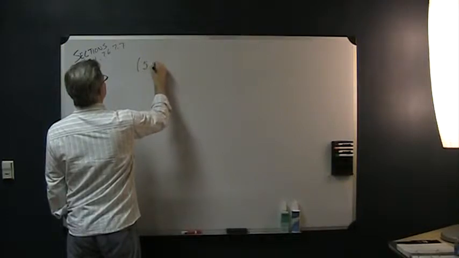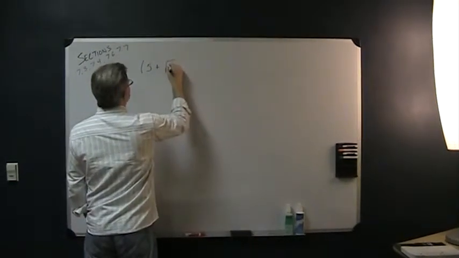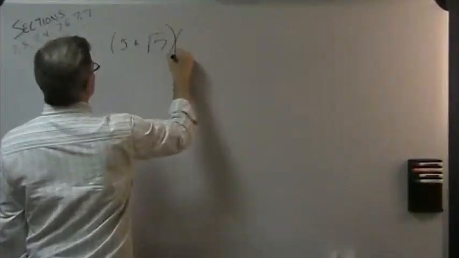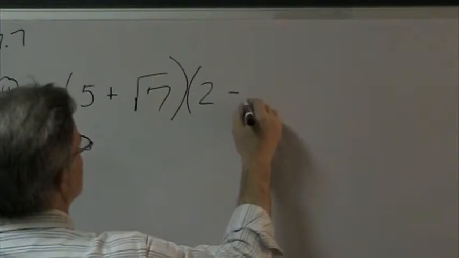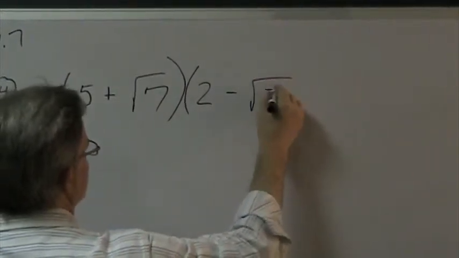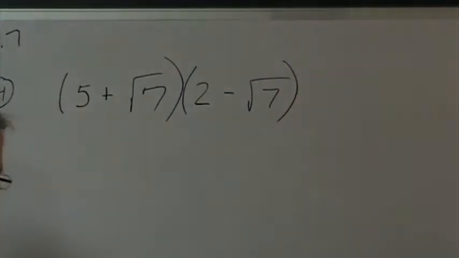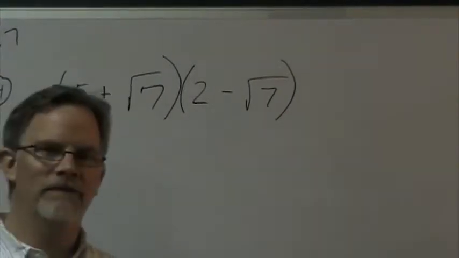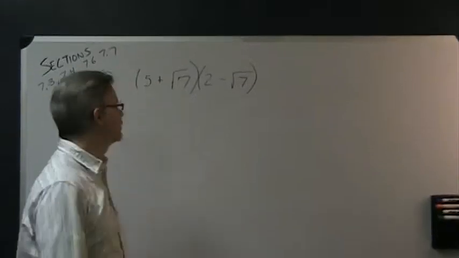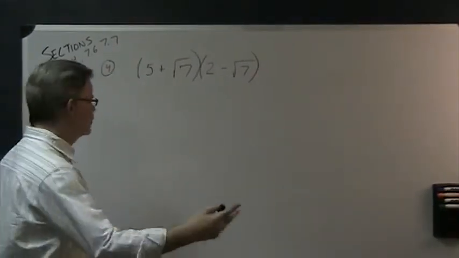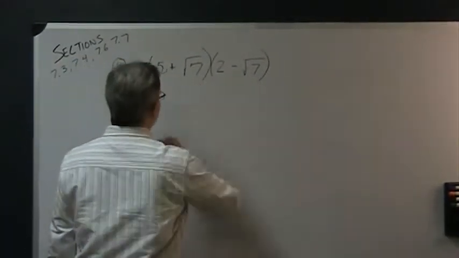5 plus radical 7 times 2 minus radical 7. Okay? Well, back in the previous section, we learned how to FOIL, F-O-I-L: first, outer, inner, last. So we're going to do the same thing here. These are two binomials. They just contain radical expressions this time.